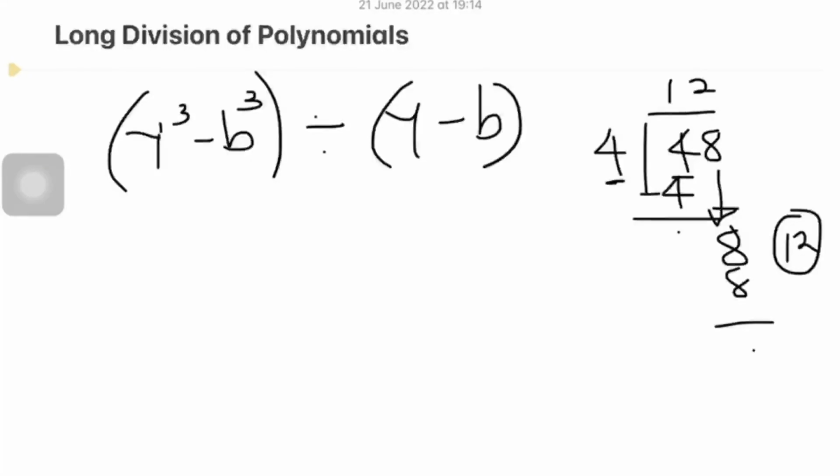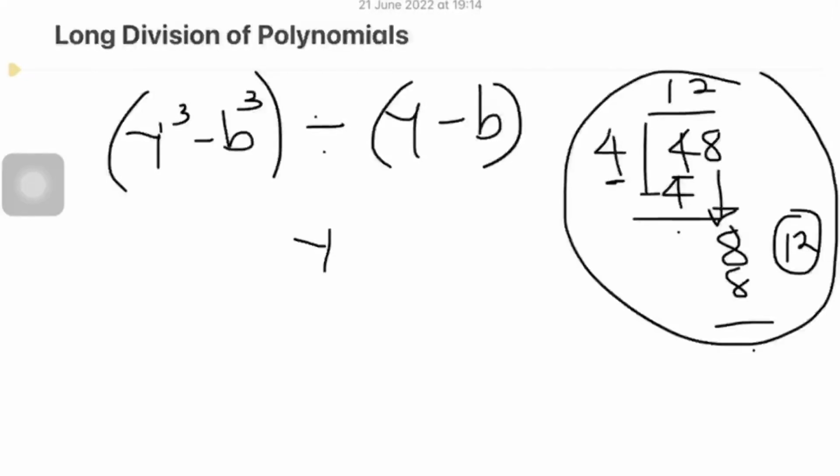So just basically almost the same idea you are going to apply in solving this polynomial by use of the long division. That's a method that's called the long division. So we are going to apply the same method in solving this polynomial. So we are going to have these two polynomials be like this, whereby we have one inside and then there is one outside. So it's y cubed minus b cubed.